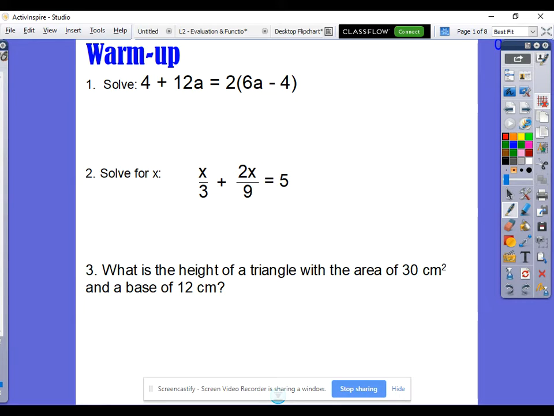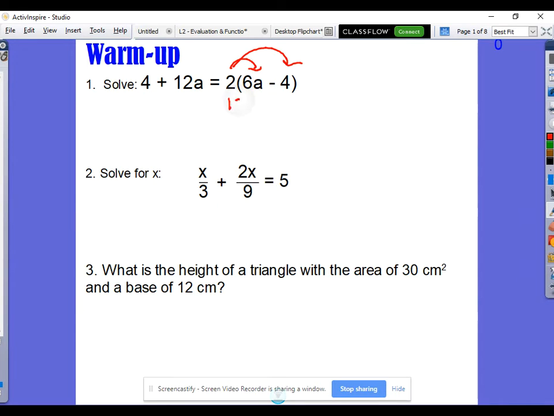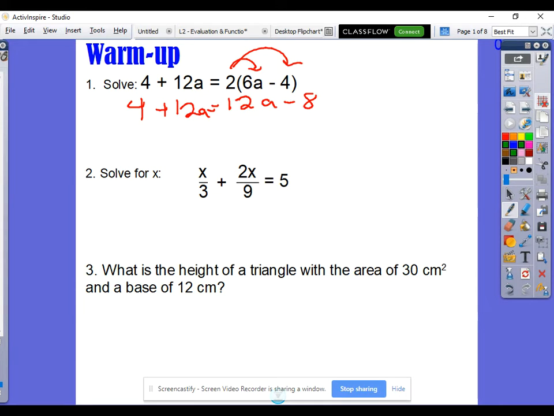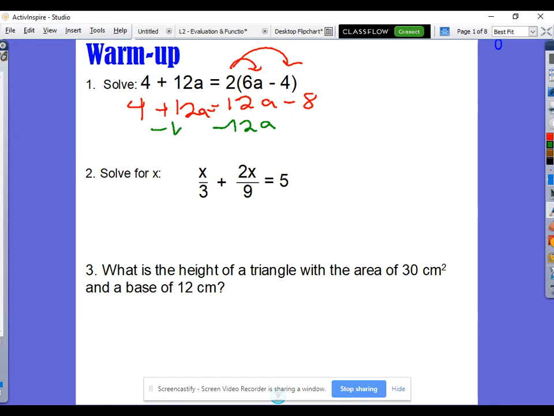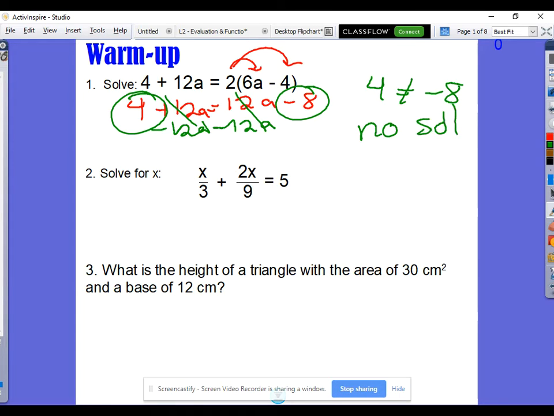All right, so you should have had a good try to get them done. First thing I'm going to do is distribute that 2. That leaves me with a 12a minus 8. Over here, we still have 4 plus 12a. So you were pretty good at the end of the day yesterday recognizing the fact that if I have a 12a and a 12a, when I subtract 12a from both sides, those are going to cancel out. I'm now left with just 4 and negative 8. 4 does not equal negative 8. So our answer here is actually no solution.